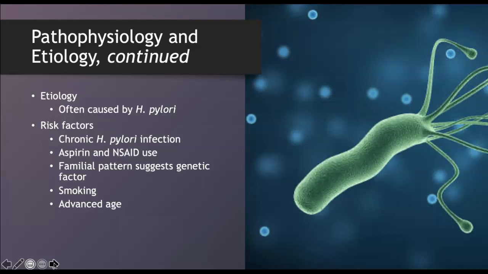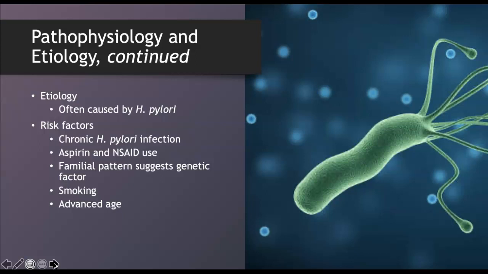Again, the etiology is most often Helicobacter pylori. Risk factors: it's going to be chronic H. pylori infection. It is a pretty silent infection. They really don't have any signs and symptoms until these ulcerations develop, and that's when they go in and find that, hey, by the way, they have Helicobacter pylori.